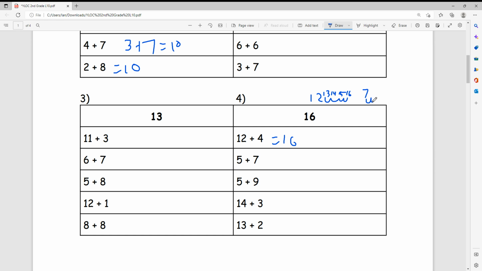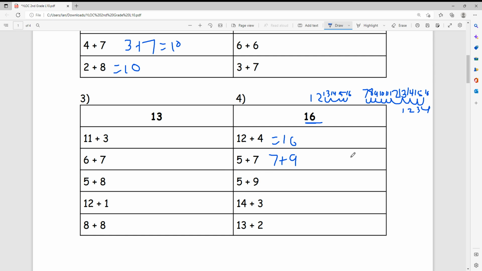7 plus 5, 1, 2, 3, 4, 5, 8, 9, 10, 11, and 12. So the answer is 12, and we need to reach 16. So we need to do 12 plus something to equal 16, so we can just count up. So it's 13, 14, 15, 16. And since we stopped at 12, we should just count up from here. So it's 1, 2, 3, and then 4. So instead of 5 plus 7, we would need to go up 4 more. So it would be 7 plus 9, which would equal 16.